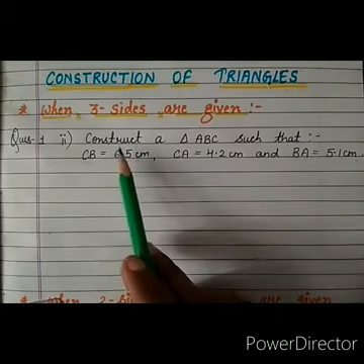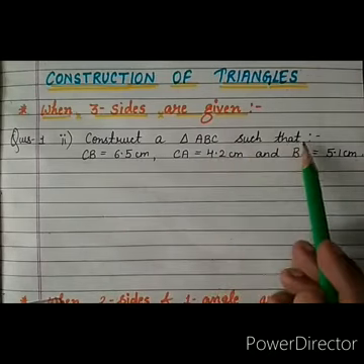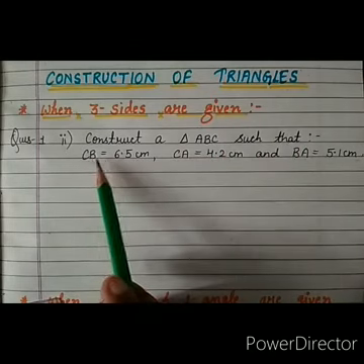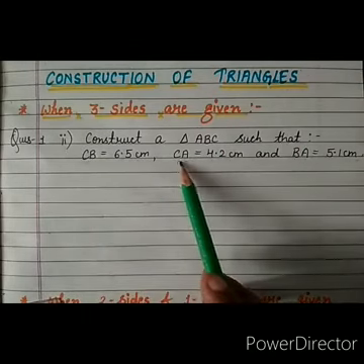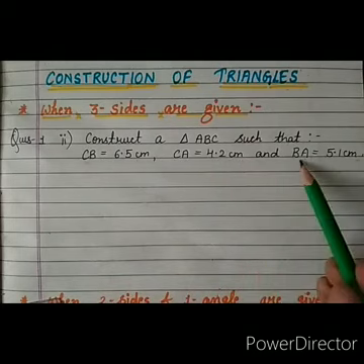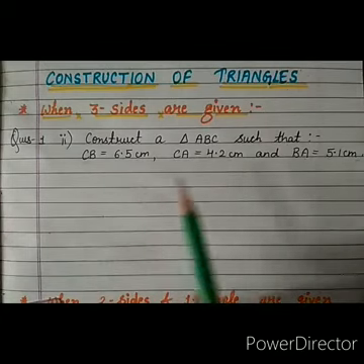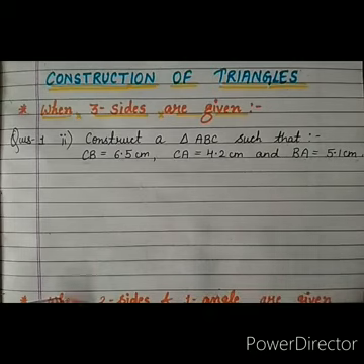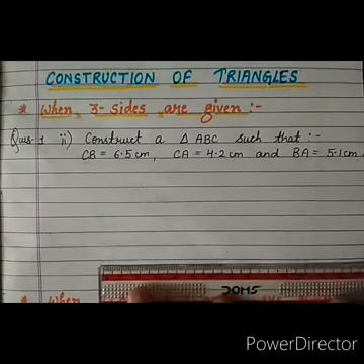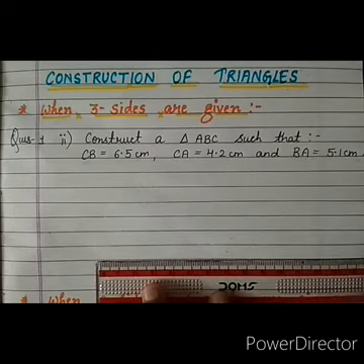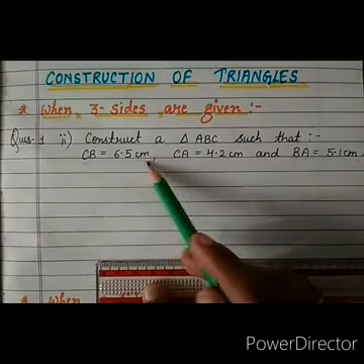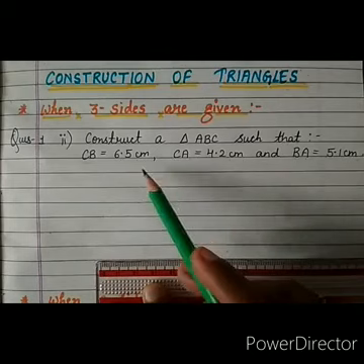In this question, we have to construct a triangle ABC such that CB is 6.5 cm, CA is 4.2 cm and BA is 5.1 cm. So, first of all, we have to construct the base of the triangle. Usually we take the longest side of a triangle as the base. So, here construct a line segment of 6.5 centimeter, as it is our longest side of the triangle.